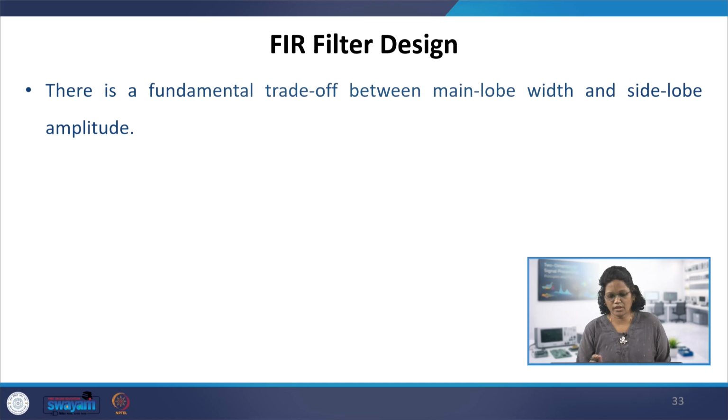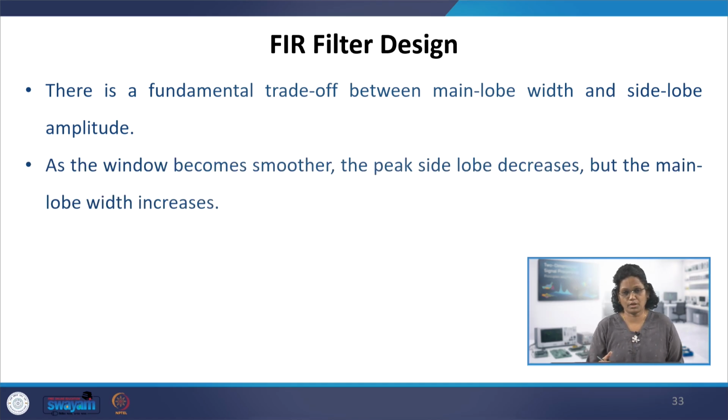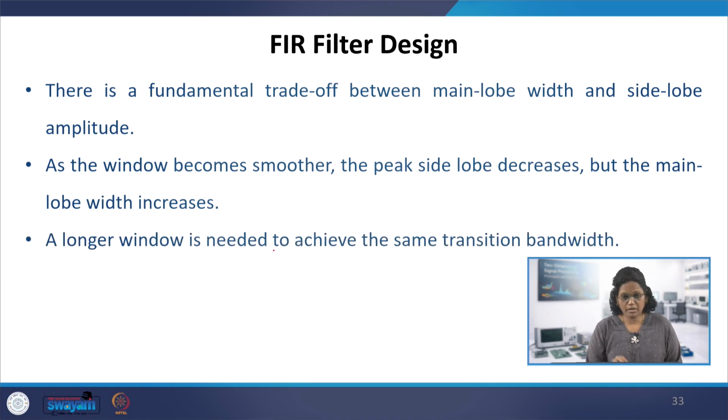So there is a fundamental trade-off between the main lobe width and side lobe amplitude, from the window point of view. If you smoothen the window, the main lobe width increases and the side lobe level decreases. The peak side lobe will decrease and the main lobe width will increase, which has the impact of ripple reduction. If you smoothen the window, that's good, but it increases the transition width. So to keep the transition bandwidth in control, we need to increase the number of samples used in the window; a longer window can be used to get the desired transition width.